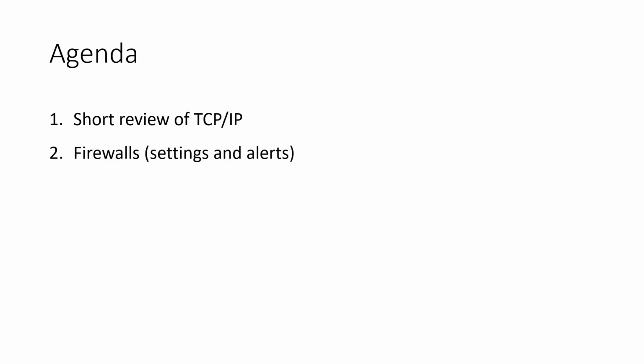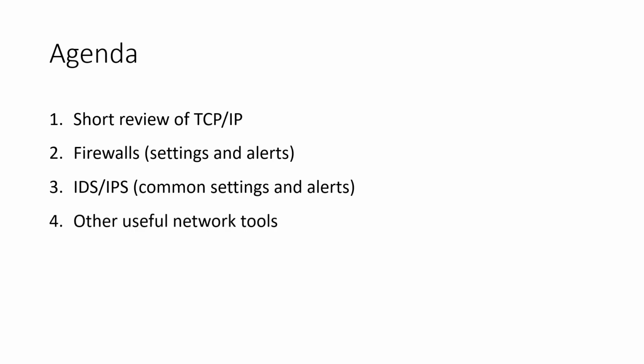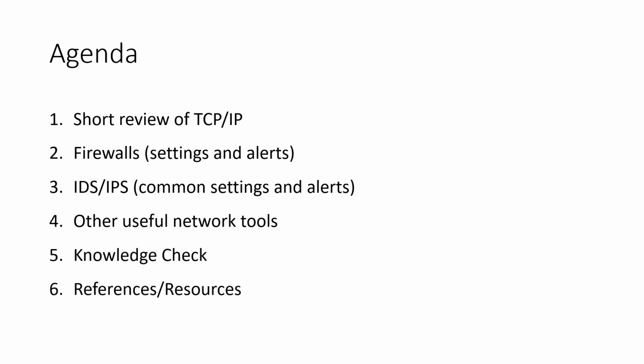This module consists of 4 short lessons. The first lesson will consist of a quick review of TCP/IP. The second lesson discusses firewalls, their purpose, common settings, and alerts. The third lesson has us taking a similar look at intrusion detection and prevention systems. The last lesson will consist of a look at a number of common useful network tools. Then, as in previous modules, we will also include knowledge checks and a list of references or resources.